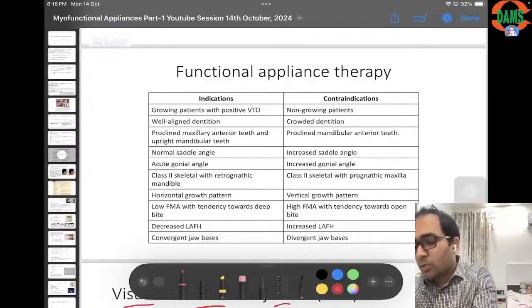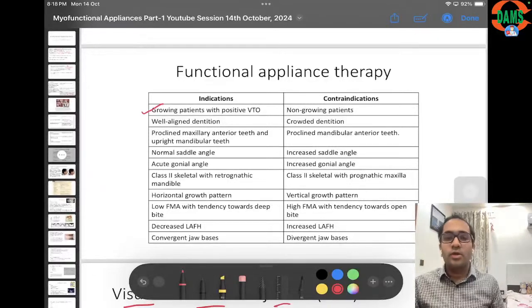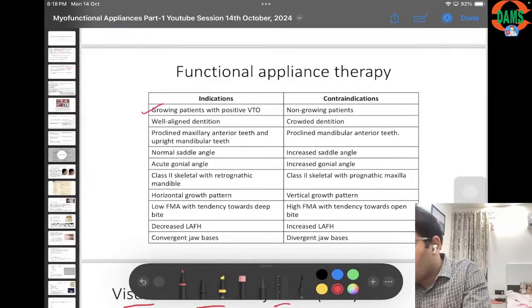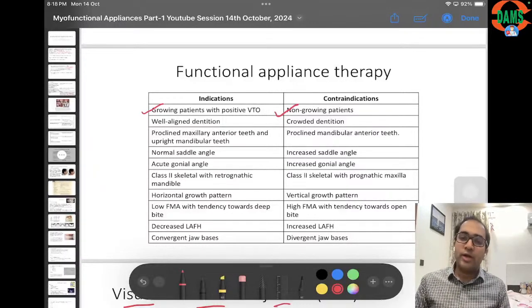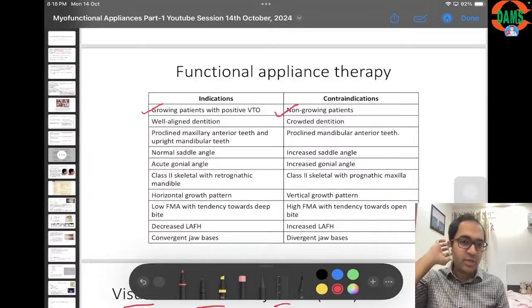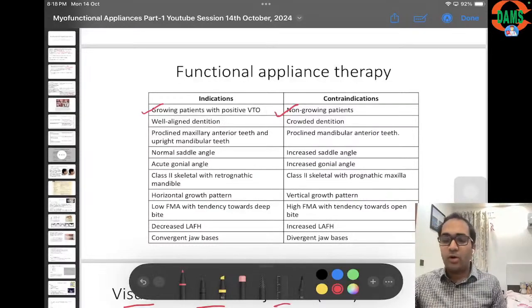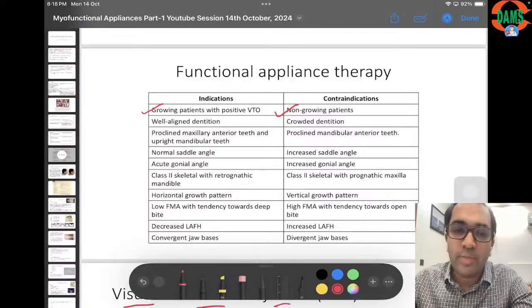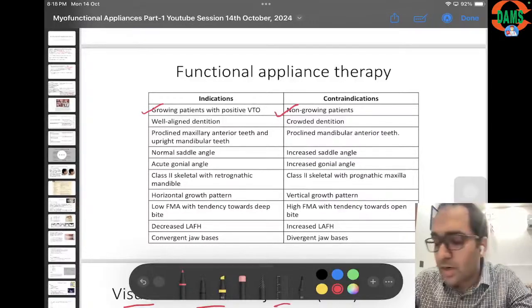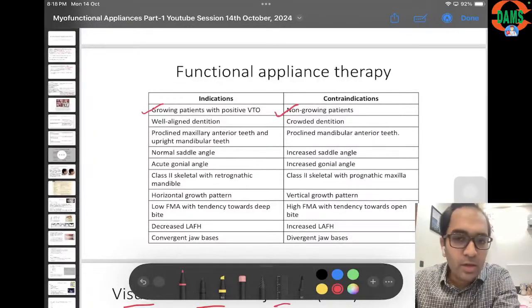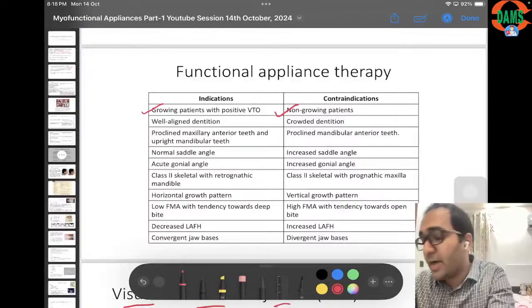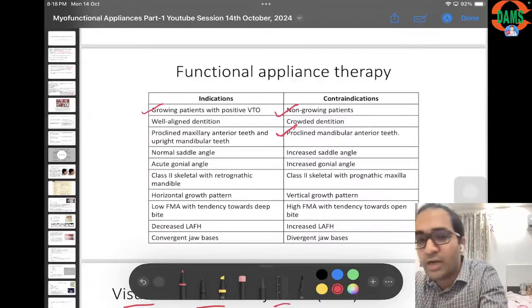So first, growing patients with a positive VTO. Contraindication will be a non-growing patient. Next, a well-aligned dentition. Okay, and a contraindication is a crowded dentition. Why? Because a crowded dentition does not permit us to advance the mandible forward. Third indication, proclined maxillary anterior and upright mandibular teeth. Contraindication is proclined mandibular anterior teeth, a very important contraindication.